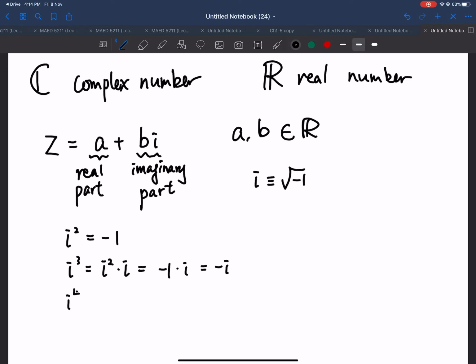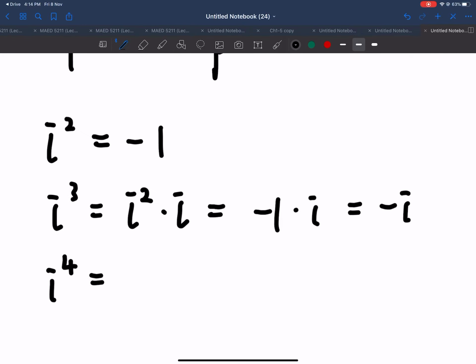Huh? Is it already difficult? -1 times i. i squared is -1. Isn't it already difficult? You should quit, okay? Is it difficult already? No! What's i? Square root of -1. Oh, okay. You have learned it. We never, but we know. Okay.